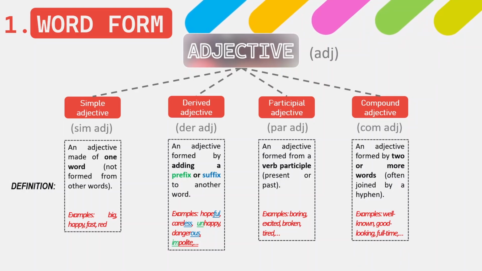And finally, a compound adjective is formed by combining two or more words to describe a noun. These words function as one idea and are often hyphenated when placed before a noun. They are more specific than simple adjectives. For example, well-known, good-looking, full-time, and etc.